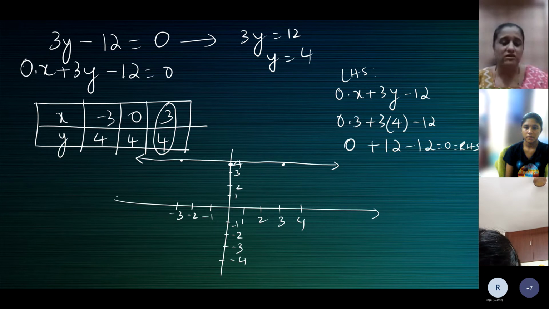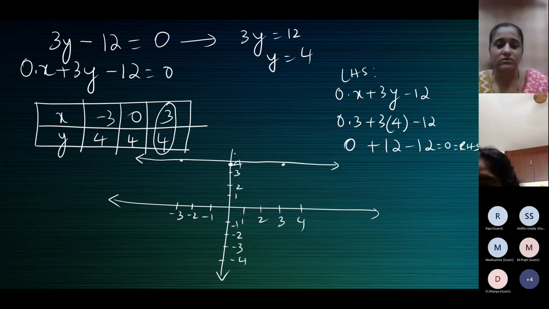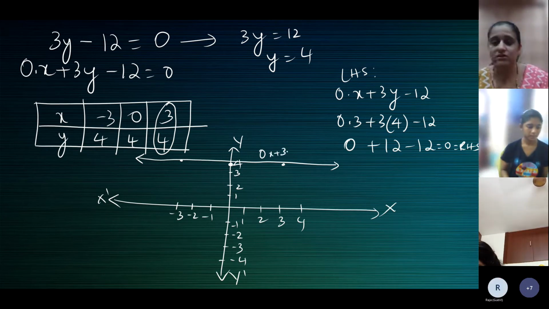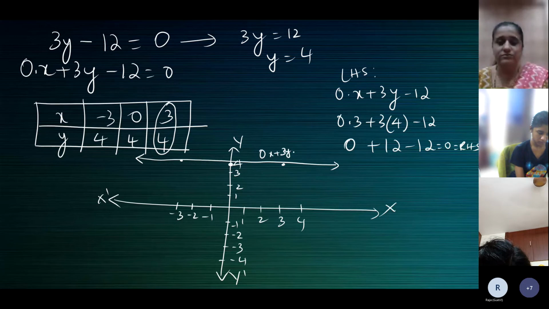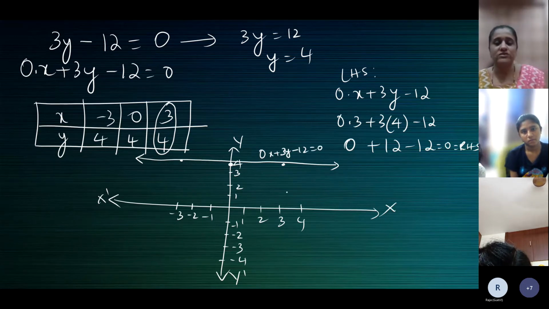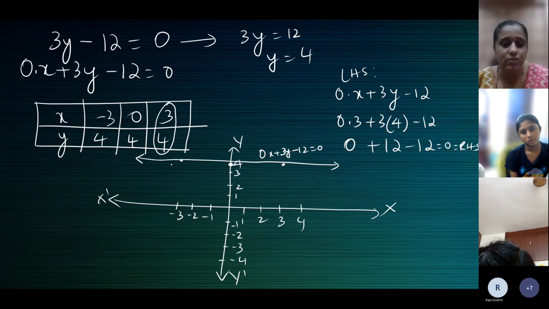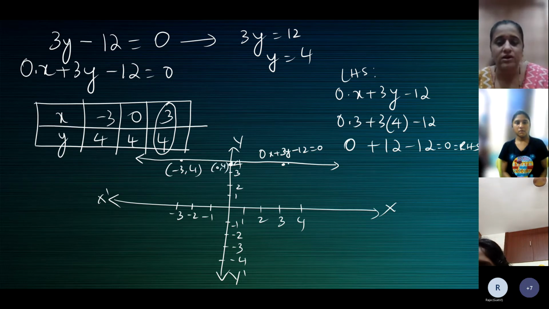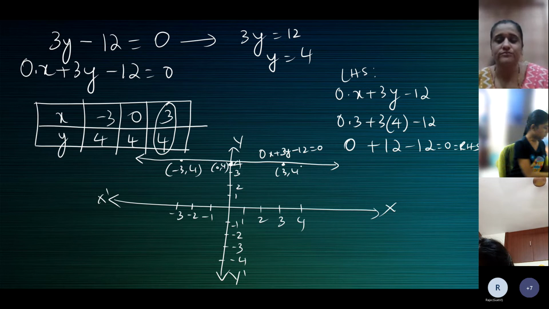See, if I don't mark all this, you mark it, please. X-axis, Y-axis. And what else? The equation 0x plus 3y minus 12 is equal to 0. That's the equation. And these points are minus 3, comma 4; 0, comma 4; and this is 3, comma 4.